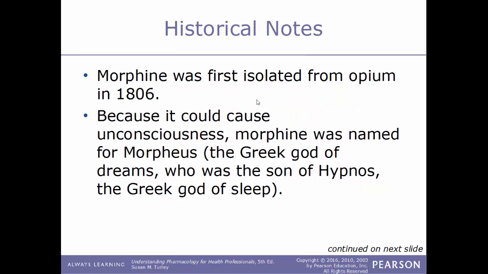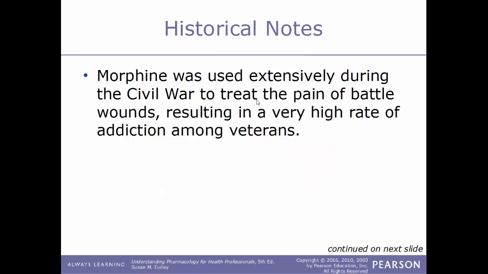Now we'll talk about a historical note. The drug morphine was first isolated from opium back in 1806. Because it could cause unconsciousness, morphine was named for Morpheus, who was the Greek god of dreams, who was also the son of Hypnos, the Greek god of sleep. And morphine was used extensively during the Civil War to treat the pain of battle wounds, resulting in very high rates of addiction among Civil War veterans.